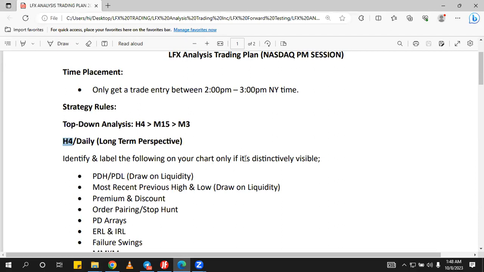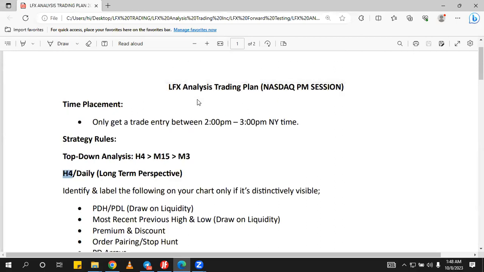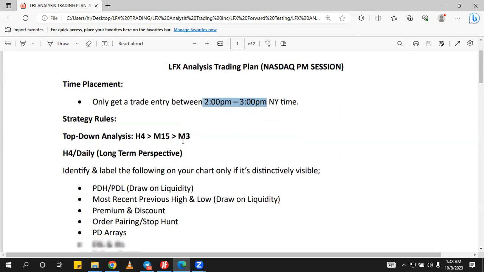So now on this PDF here, what you can see is the trading plan. It's called the LFX analysis trading plan. So it's the NASDAQ PM session. So basically, we are focusing on the PM session. I'm just going to peruse through this. So time placement, we're interested in 2 to 3 p.m. New York time, as I earlier emphasized.